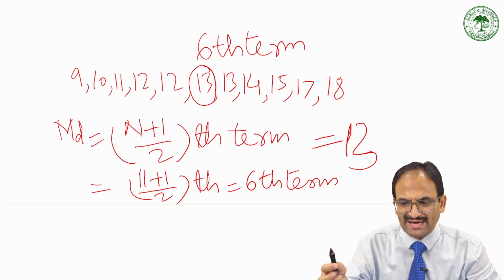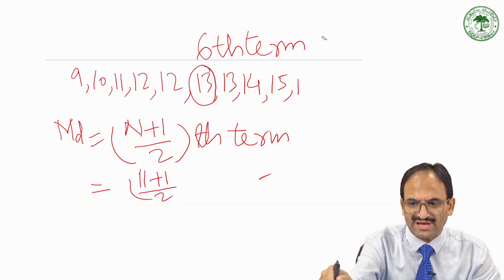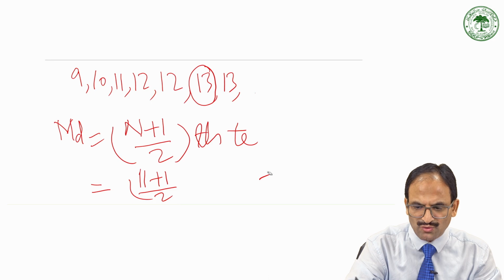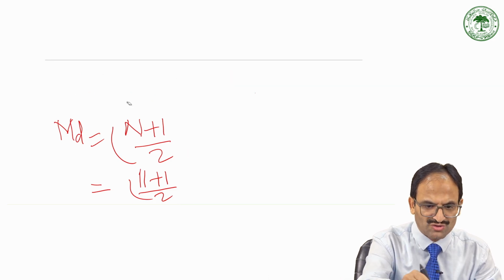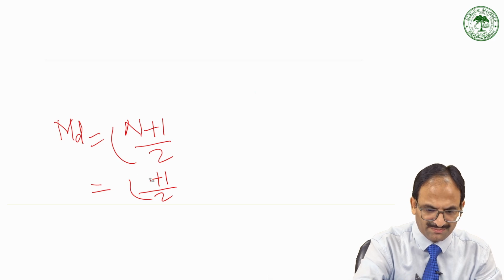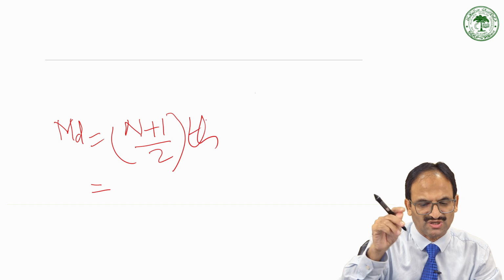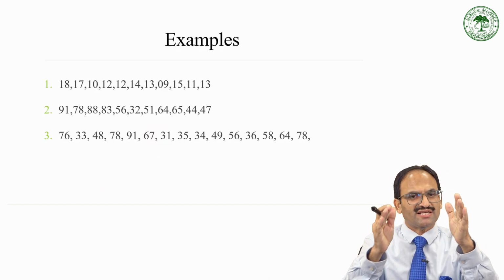Now, let me take another example and see how we calculate the median. Remember, the same thing you have to do. You have to arrange the numbers in ascending order, and of course, after arranging the numbers in ascending order, then you have to find the median. So let me go to the data. So you can see the data.